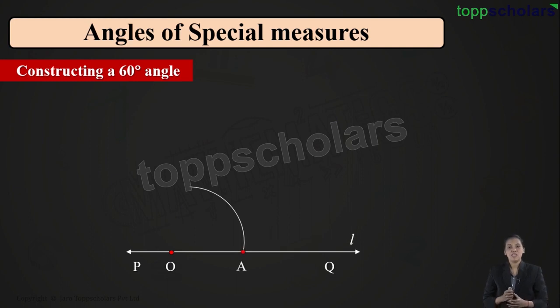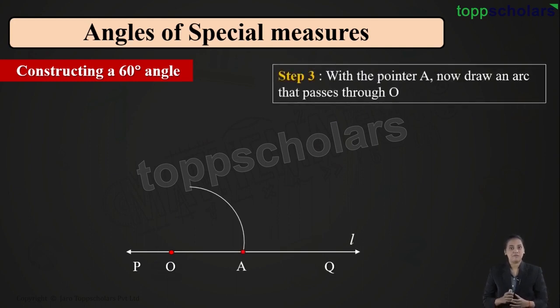Yes. So what is the next step? With the pointer at A, what we have to do? Now draw an arc that passes through O. So with the pointer at A, we will draw an arc that passes through O. So what we got now? We got an arc. We got an intersecting line that has an intersecting point.